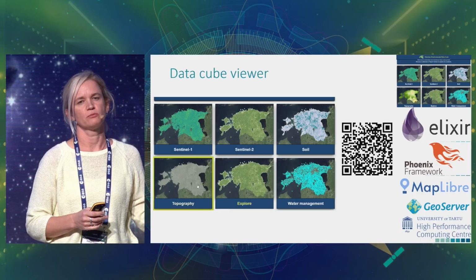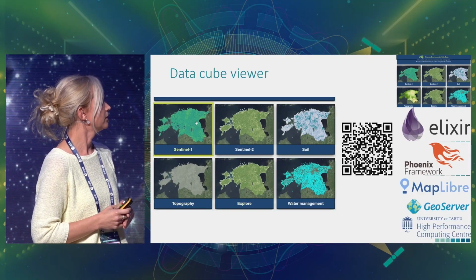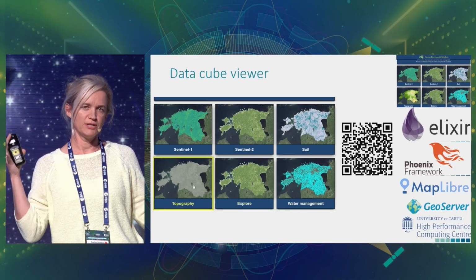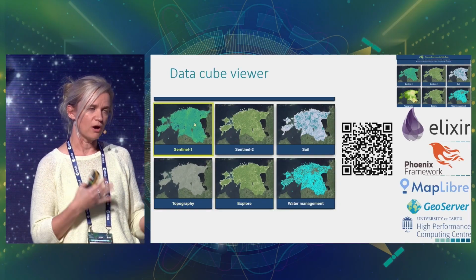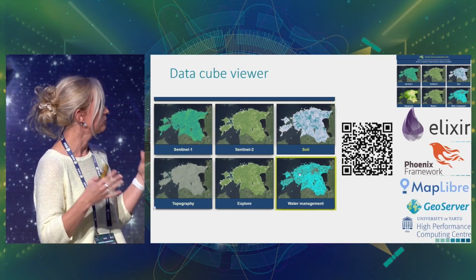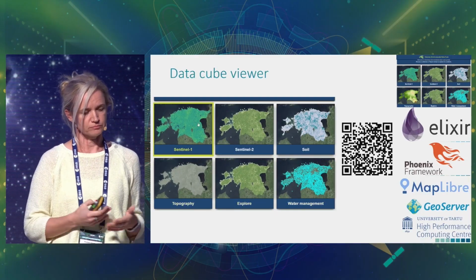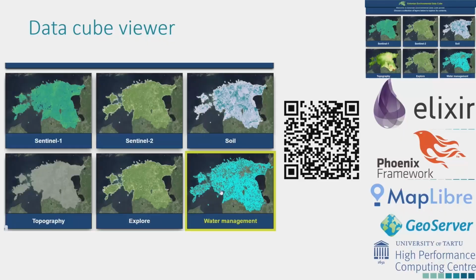And MapLibre instead of Leaflet, because it has pretty cool new features, like for example this 3D globe, and it's faster in performance when you work with different data types or sources. And also GeoServer was behind it. So you can scan the QR code, and you can see the data cube viewer. Not all the data is yet publicly there, because putting it there takes time, but most of the indices are there.